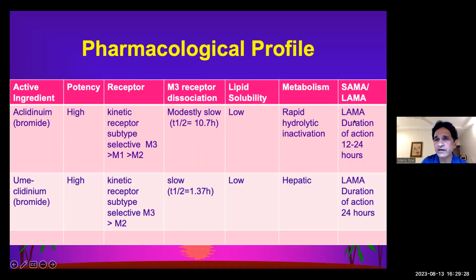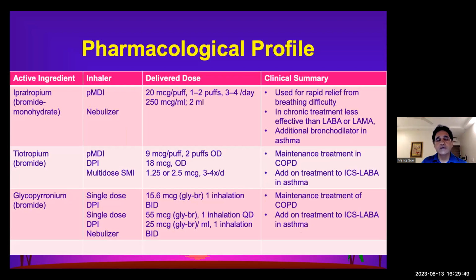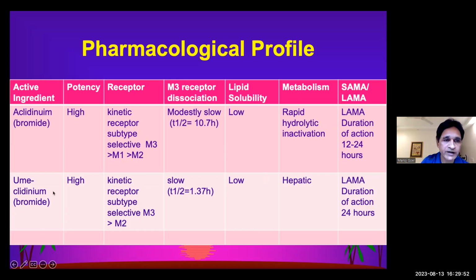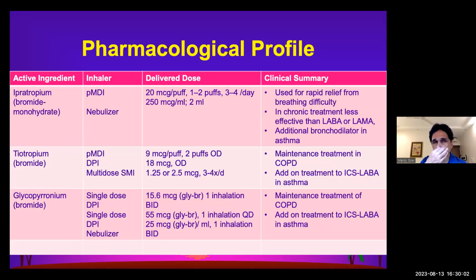Aclidinium is again a LAMA with a duration of action of 24 hours and has to be used twice daily, right? And the onset of action is modestly slow. Umeclidinium has a duration of action of 24 hours and has a slow onset of action. Umeclidinium and glycopyrronium are also called ultra-LAMAs because their duration of action lasts 24 hours or more. Coming to the further explanation of this pharmacological profile and their use.